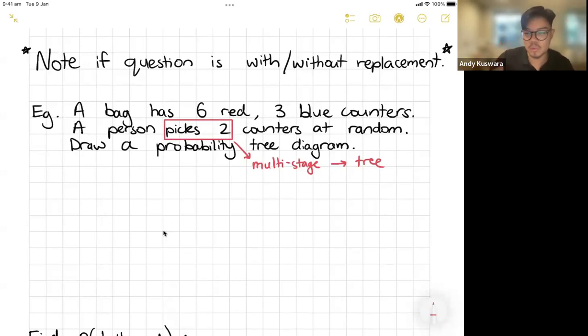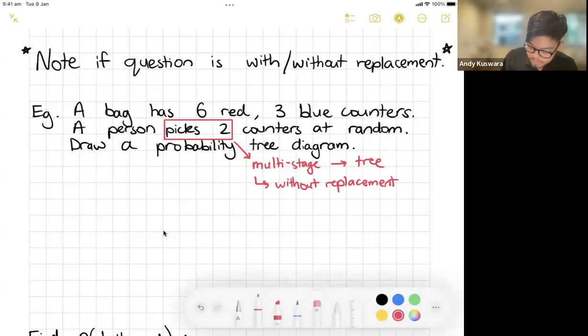So if I pick two, two things happen, those are my two events, that's my multi-stage. Also in this particular case, if I pick two, it's not like I take one, put it back, take another one, it's at the same time. So this is what we call without replacement. So you can see in this question, these two words, picks two, imply a lot and set the basis for our question. So I'd be highlighting these things.